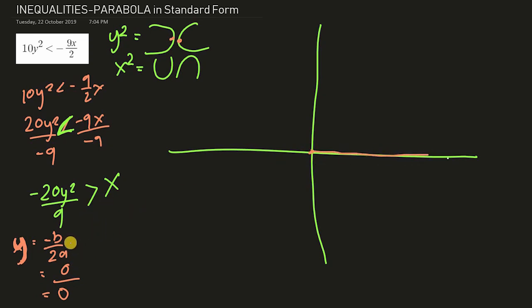Okay? Next thing to do is hanapin natin kung nasan yung point ng vertex na yan. So, gagawin natin is isasubstitute natin yung 0 sa ating original equation. 0 dito, 0 yung y, negative 20 times 0 is 0. 0 divided by 9 is 0. It means that x is equals to 0. So, yung vertex natin is at 0, 0.